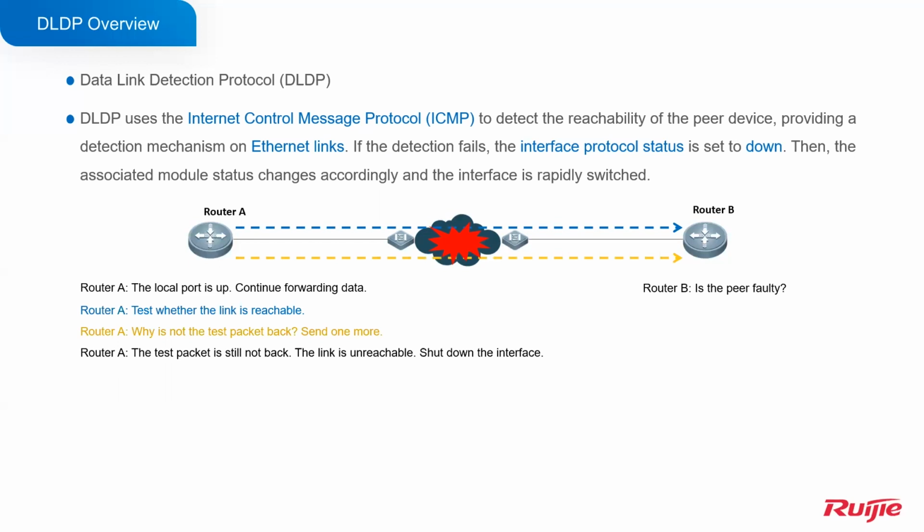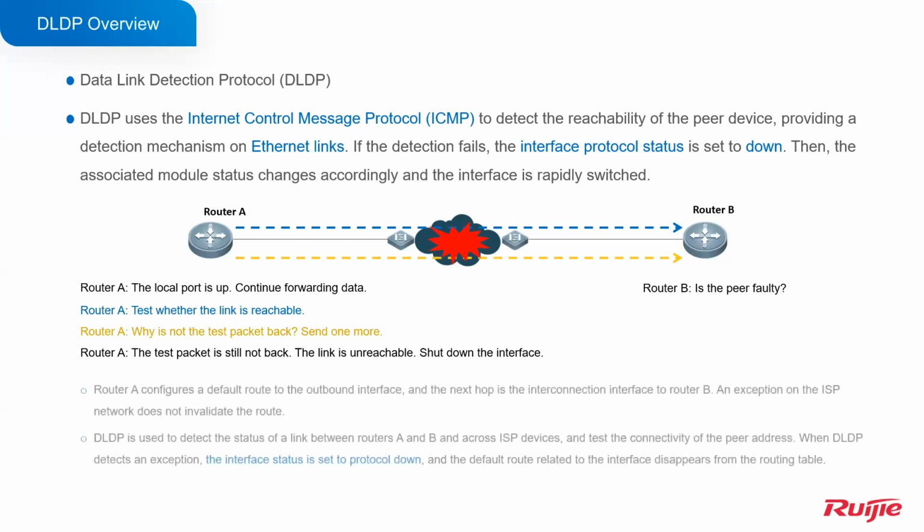From here, we can know that router A can fix the default route to the outbound interface, next to the interconnect interface to router B. An exception on the ISP network does not invalidate the route. And DLDP is used to detect the status of the link between router A and B across the ISP devices, testing the connectivity of the peer address.